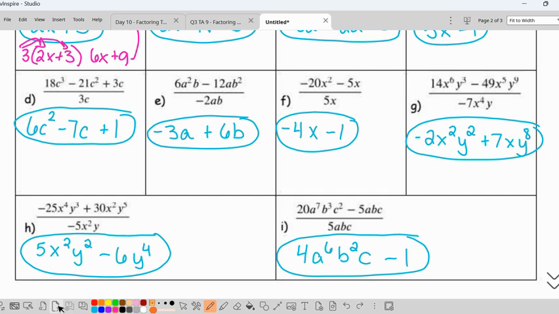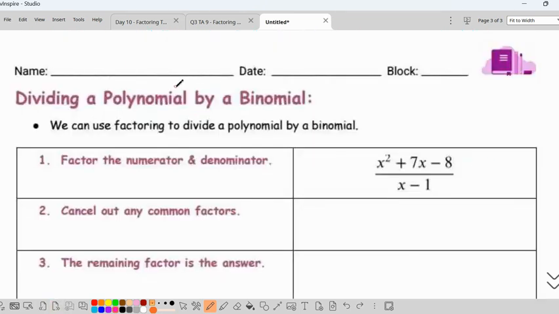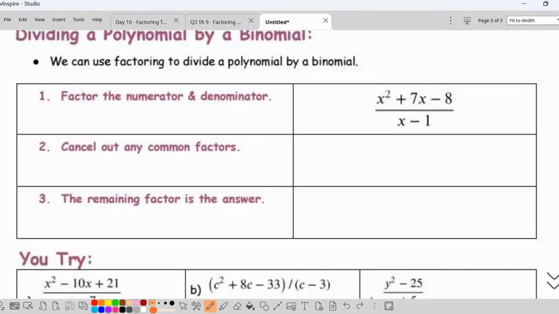As we take a look at the next part, we're taking a polynomial and dividing it by a binomial. We can use the factoring methods to divide a polynomial by a binomial. So keep in mind that if there is a greatest common factor in the top, in the numerator, we'd want to take that out and then factor. In this case, I do not have a GCF, but it is a trinomial, and we learned that we can use an X box to help us factor. I put the last number in the top for multiplication. The middle term coefficient goes in the bottom for addition.